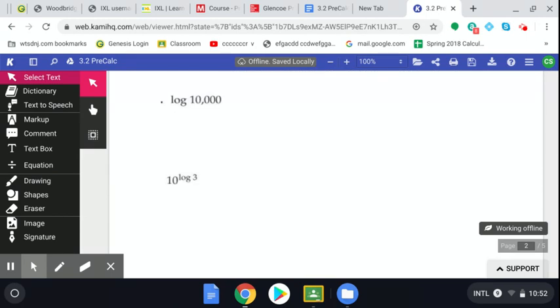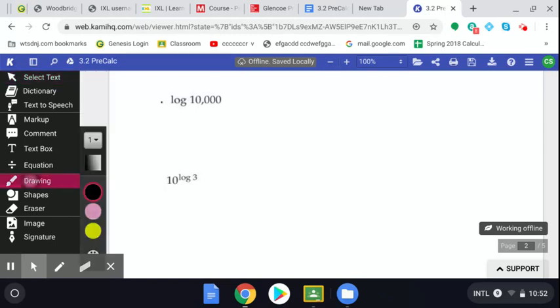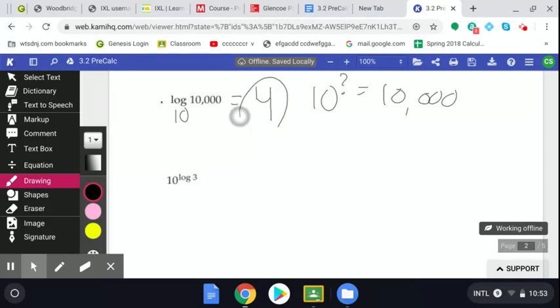If you are being asked to solve log of 10,000, essentially you would have to think: 10 to what power would give you 10,000? And the answer there would be 4, because 10 to the 4th power is 10 times 10 times 10 times 10, which gives you 10,000. So in this case, the answer would be just 4.